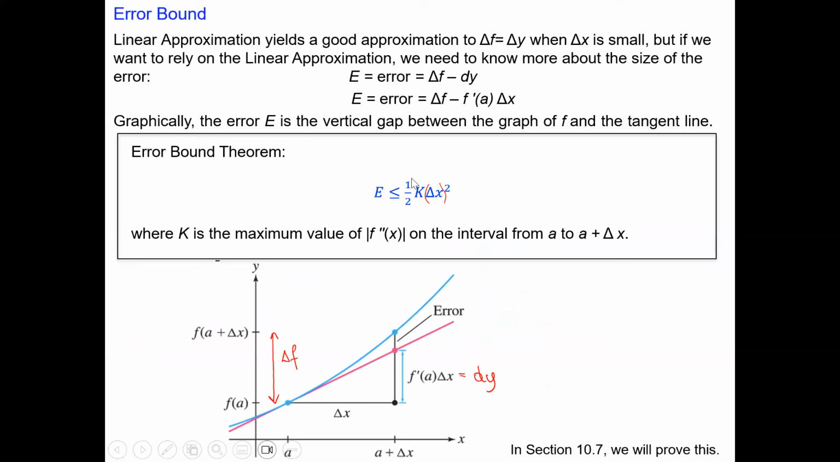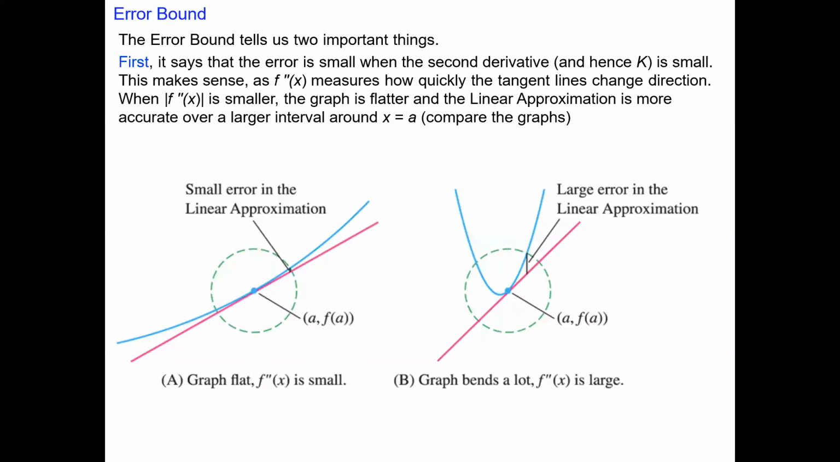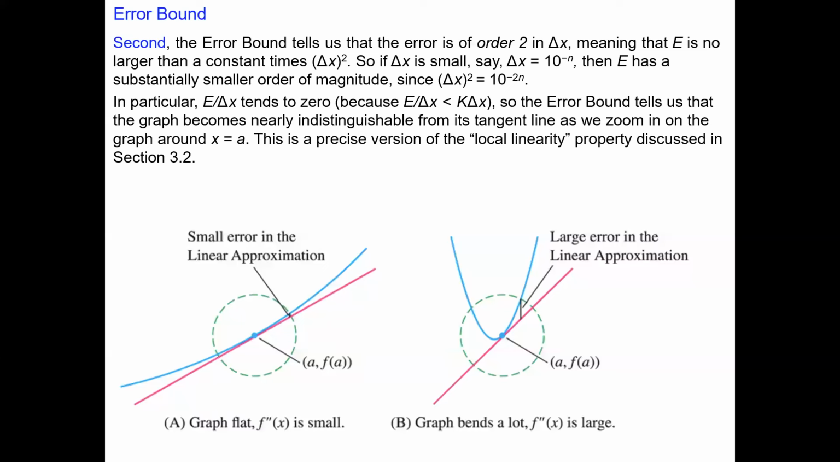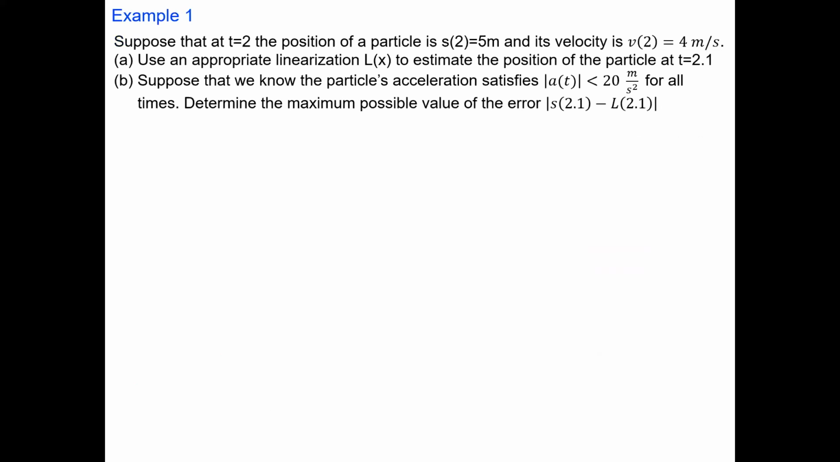Please remember, the size of the error is less than or equal to 1/2 K, the maximum value of the second derivative, times delta x squared. You may read this, but we will discuss this later. And we also have another reason for that formula, but it will be discussed later. Let's just solve one example with the error and then you can practice more.